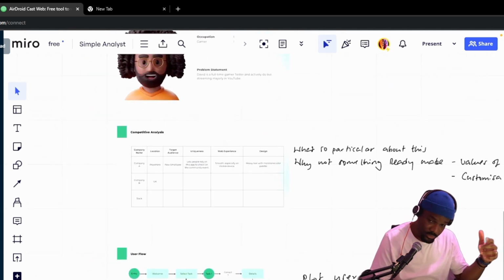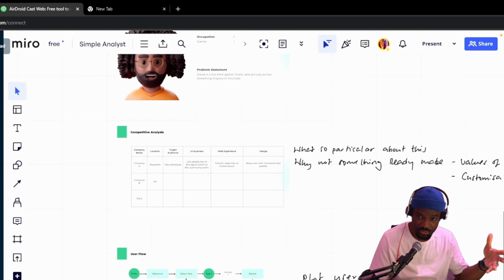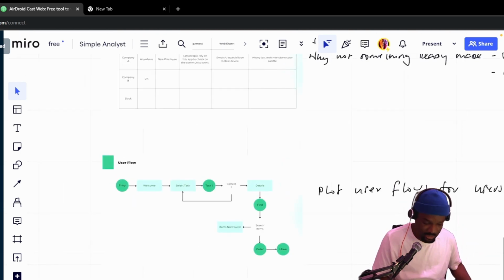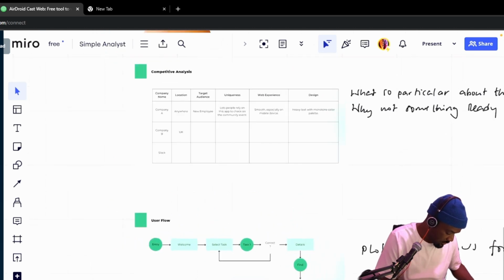And basically, having this idea of what we're trying to establish, we can then plot the user flow. User flow is different for every user. Remember the persona we had? So I'm talking of persona here.